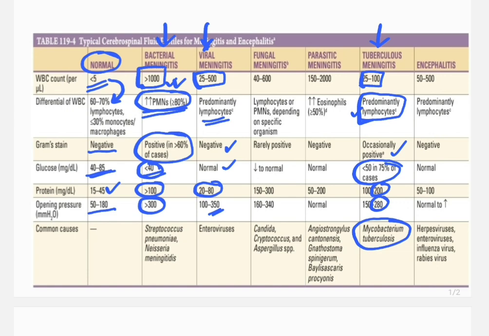The commonest organisms for bacterial meningitis are Streptococcus pneumoniae and Neisseria meningitidis. These are usually present in adult patients, and in extreme ages, like children or neonates, and in elderly patients, you may get Listeria infection or Listeria meningitis. For viral, it is enterovirus, and as the name suggests, tubercular meningitis is due to Mycobacterium tuberculosis. Thank you.